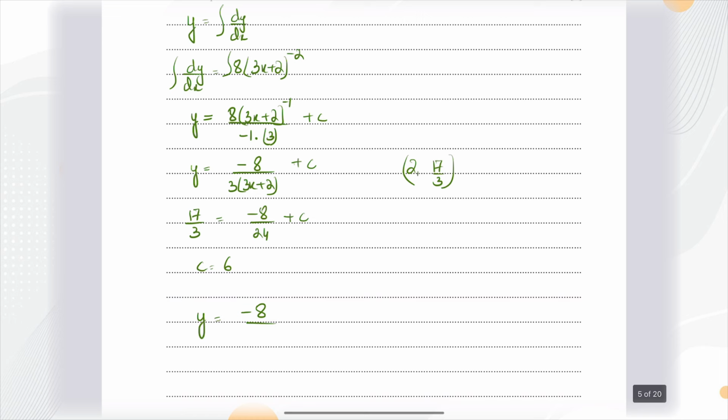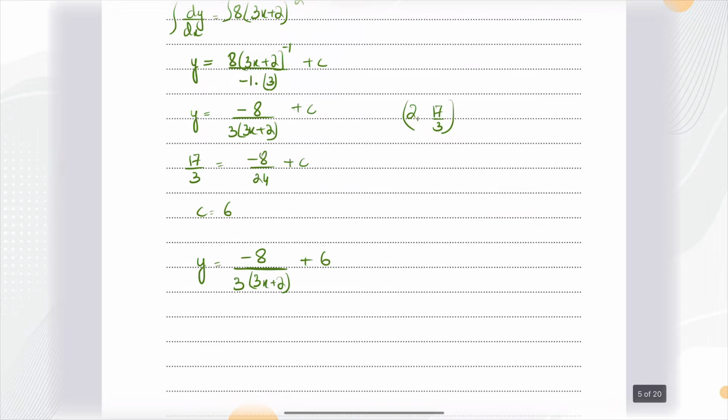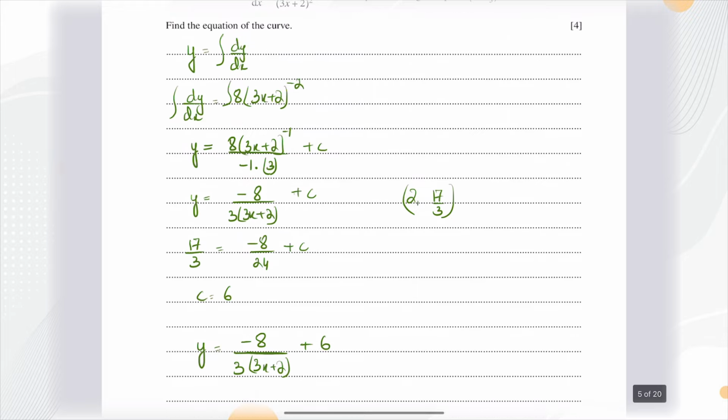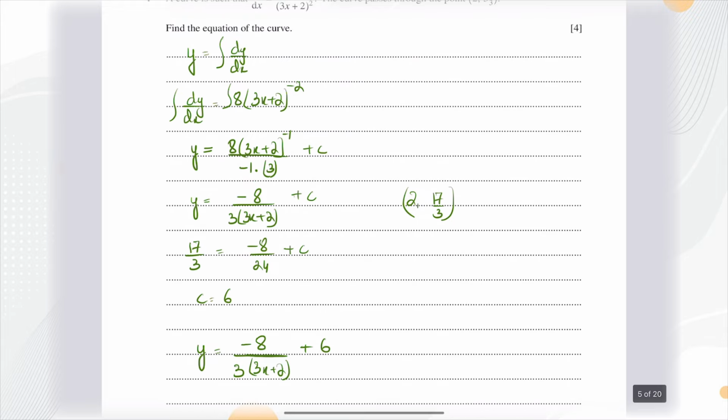Okay, so there you go. The final equation is minus 8 over 3 into (3x plus 2), plus 6. Okay, and then it's up to you if you want to leave the denominator as it is or if you want to expand it further. Okay, so any questions so far?